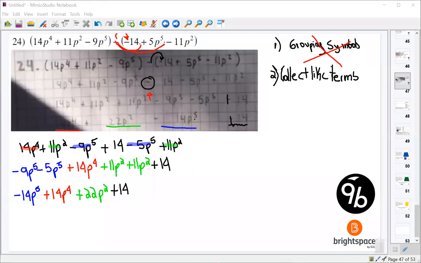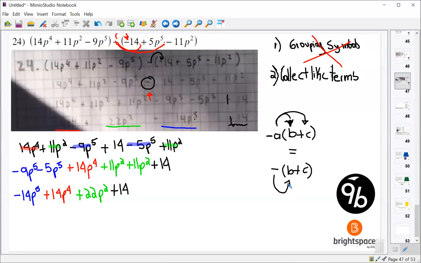Guys, this is very important. When you have negative a multiplying b plus c, this is exactly the same as if you had minus b plus c. You have to do the distributive property. Remember last year we called this Domino's Pizza, the delivery experts? Well, I'm going to be doing the same over here when I'm delivering that negative sign.